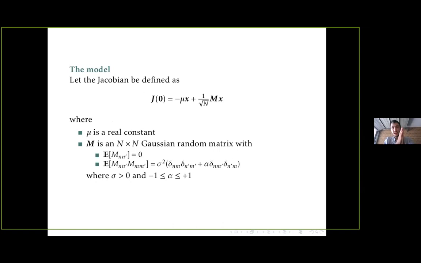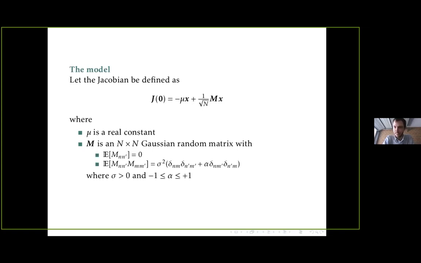We want to consider a model in which the Jacobian at the origin is given by first this deterministic term minus mu times. I shouldn't have included the x there. The two x's there should not be there in that equation. Anyway, it should be minus mu times the identity matrix plus 1 over square root n, the matrix M. So here mu is some real constant and M is a random matrix.